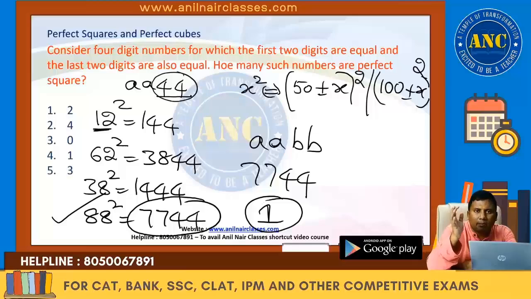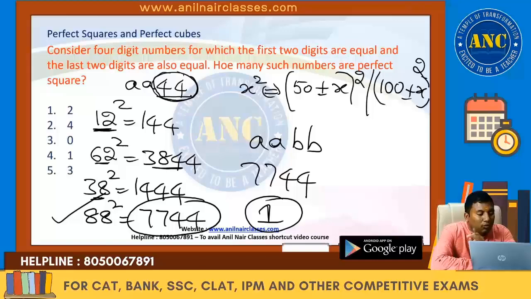It's only one number, that is 7744. Again I am explaining. AA44. Last two digits is 44. The lowest natural number on square I will get 44 is 12 square. 12 square is 144. 50 plus 12 is 62 square, which is 3844. 50 minus 12 is 38 square, 1444. 100 minus 12 is 88 square, which is 7744.